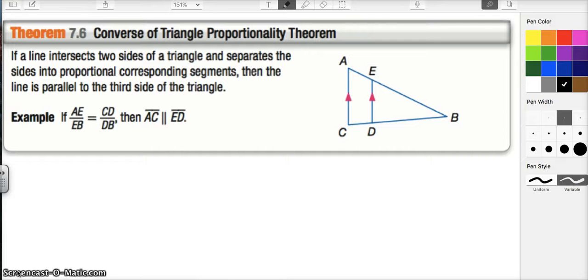Theorem 7.6, the converse of the triangle proportionality theorem, tells us that if we have a line that intersects two sides of a triangle and it separates the sides into proportional corresponding segments, then we know that that line is parallel to the third side. So given this information that let's say EB is to AE as DB is to CD, then we can conclude that these sides are parallel.